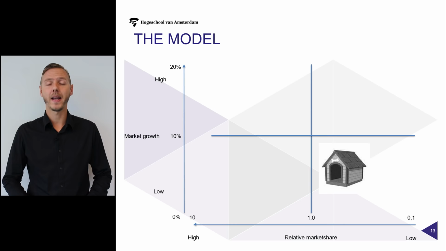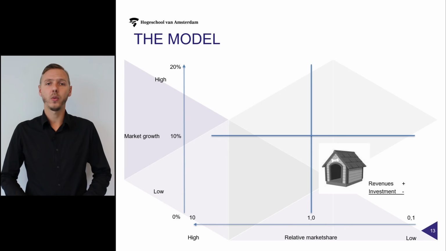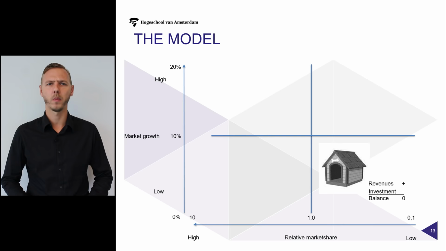Let's start with the dogs. The dogs have quite some revenues, but your investment also counts. So you have to invest in these product market combinations and it gives you some revenues. To keep them there, you have to invest. And still they don't do any harm, but it's not really interesting because you have a really low market share and a really low growing market. So in the end, the balance stays zero. So please remember that it's not necessarily a corner which you have to get rid of. A lot of textbooks tell you to get rid of the dogs because they only bother you and cost you money. This is definitely not true.